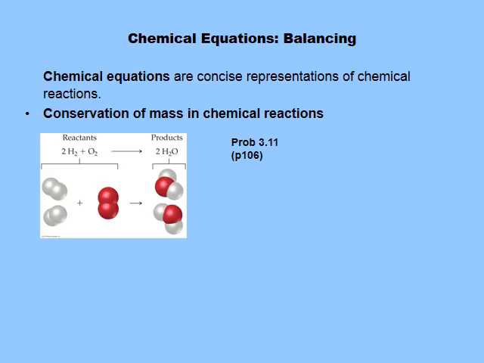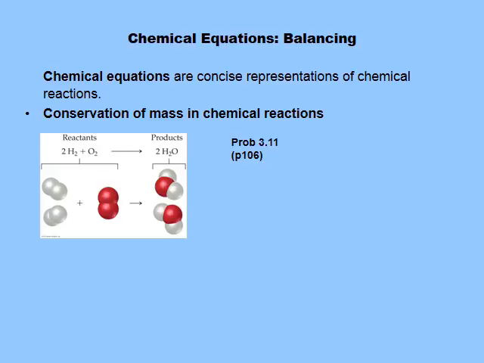Chemical equations are concise representations of chemical reactions. And basically this is based on the law of conservation of mass. That means you cannot destroy any element nor create a new element in a chemical reaction. So that's why balancing is needed, which makes sure that the total number of elements of one particular kind that you have on the reactant side would be the same number on the product side.